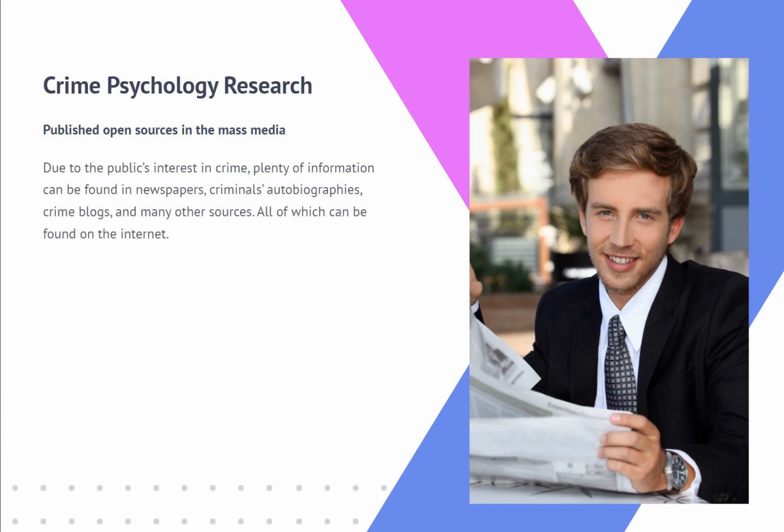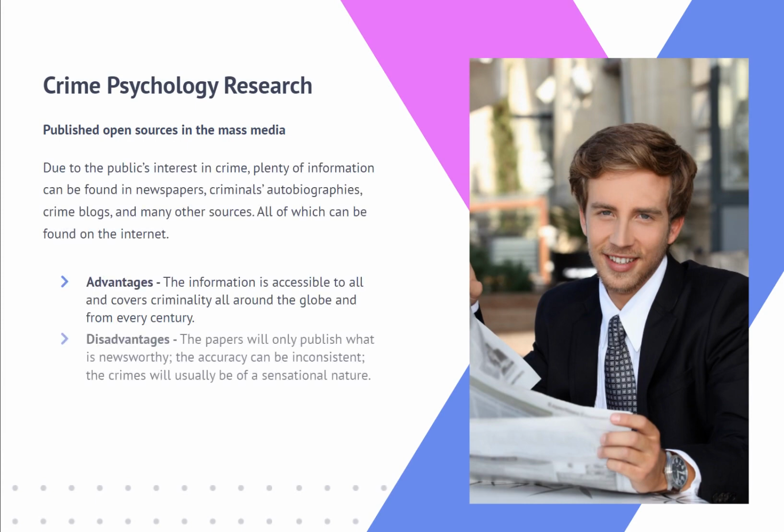Published open sources in the mass media. Due to the public's interest in crime, plenty of information can be found in newspapers, criminals' autobiographies, crime blogs, and many other sources, all of which can be found on the internet. Advantages. The information is accessible to all and covers criminality all around the globe and from every century. Disadvantages. The papers will only publish what is newsworthy. The accuracy can be inconsistent. The crimes will usually be of a sensational nature.